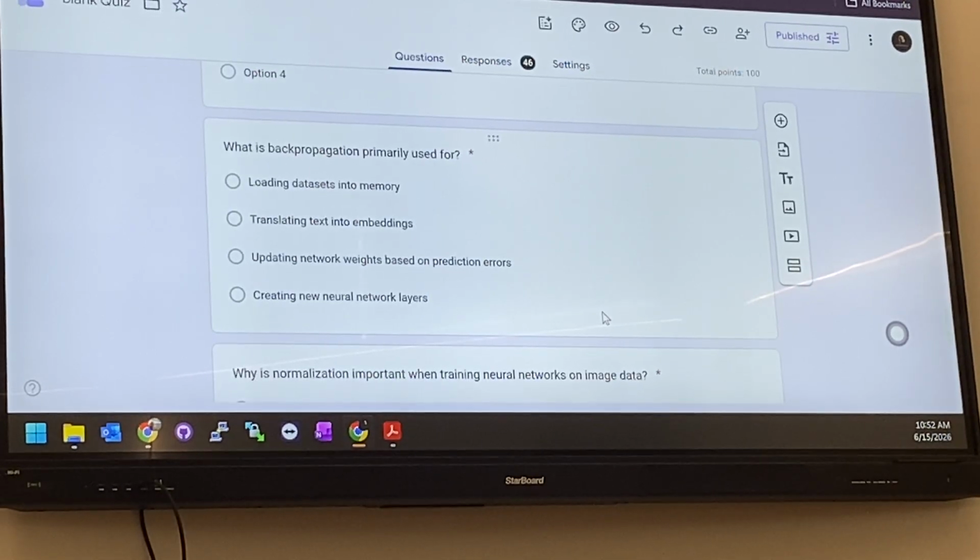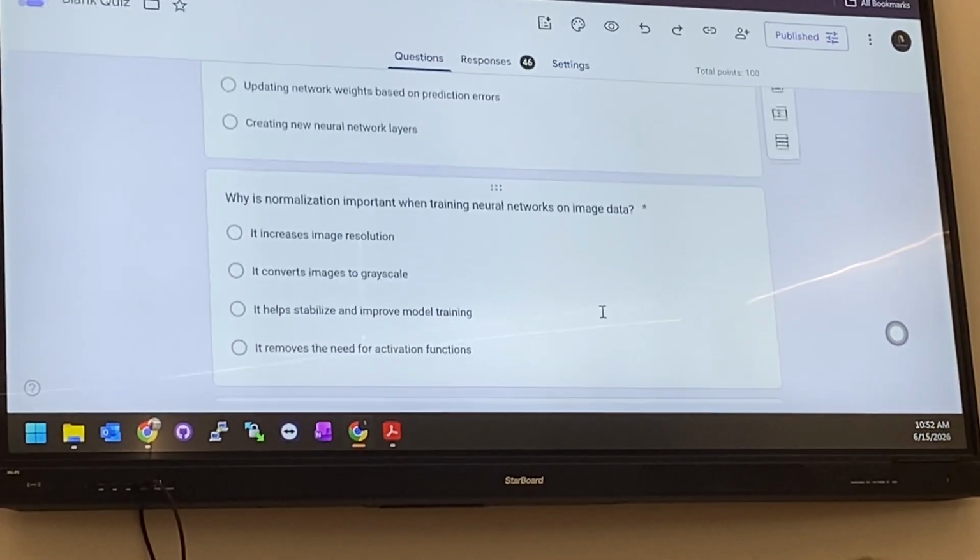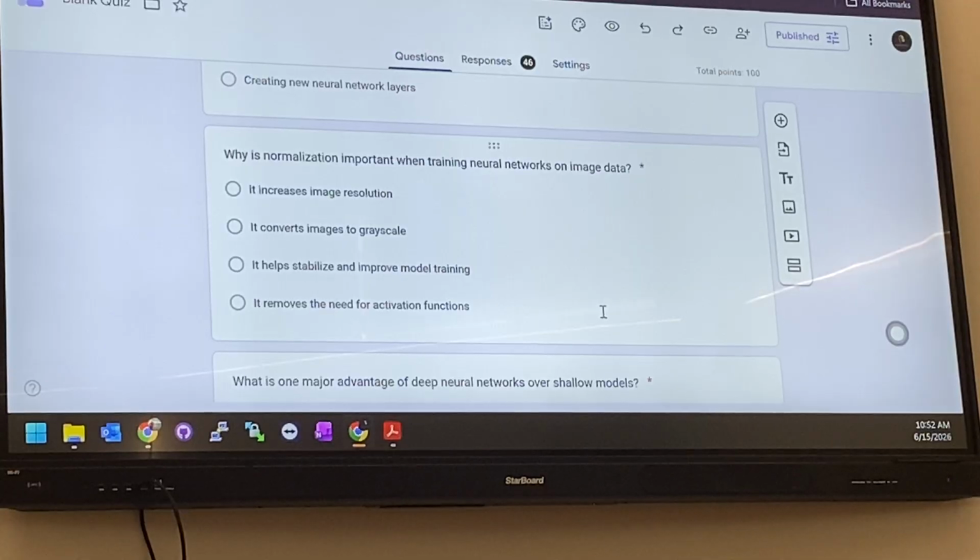Backpropagation is primarily used for updating network weights based on prediction errors. Yep. Why is normalization important when training neural networks on image data? This we haven't covered yet. We're going to cover it soon. It's C, the third. Okay, so it helps stabilize and improve model training.